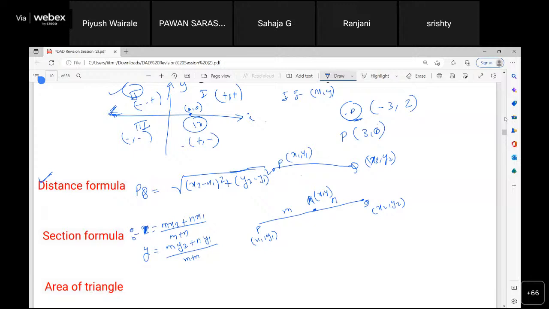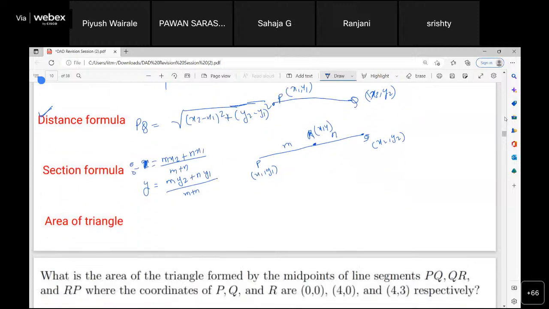So this is how we get the coordinates of point R based on the section formula, if it divides the line in the ratio m is to n internally. There is one more topic, that is external division, but that is not in our syllabus, so we will not go into that part. I hope you understand this section formula.